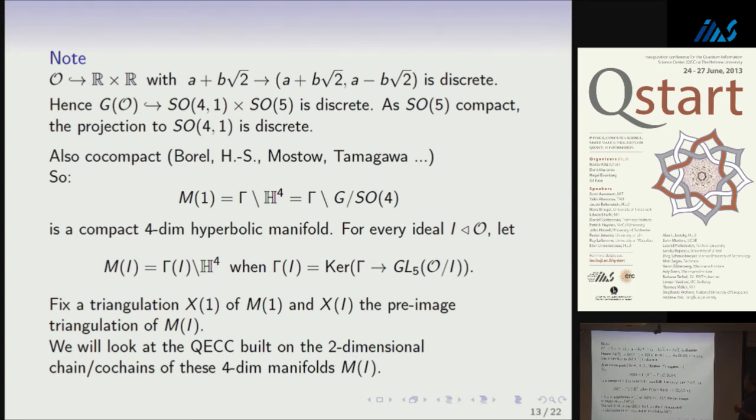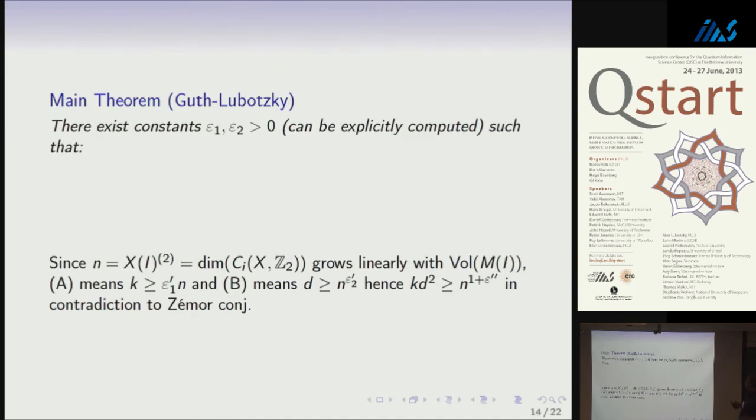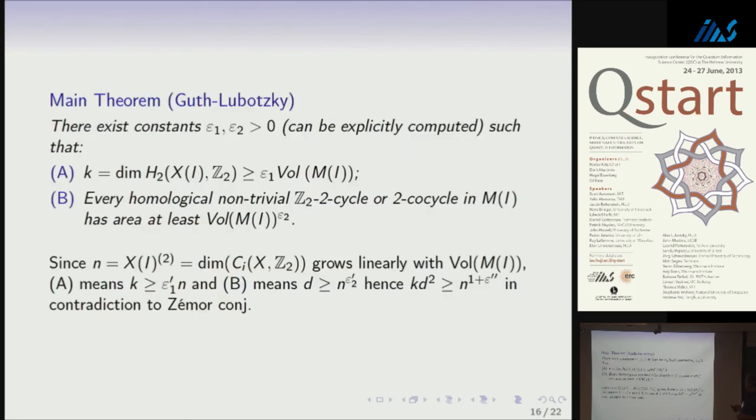Now let's fix the triangulation of M1, namely gamma 1, the full group, and let Xi be the pre-image of this triangulation in Mi. Now, by definition, this gives us simplicial complexes, and this gives us, as I explained before, quantum error correcting codes, actually in several dimensions. But here is the main theorem. Here is the main theorem. There exists a constant epsilon.